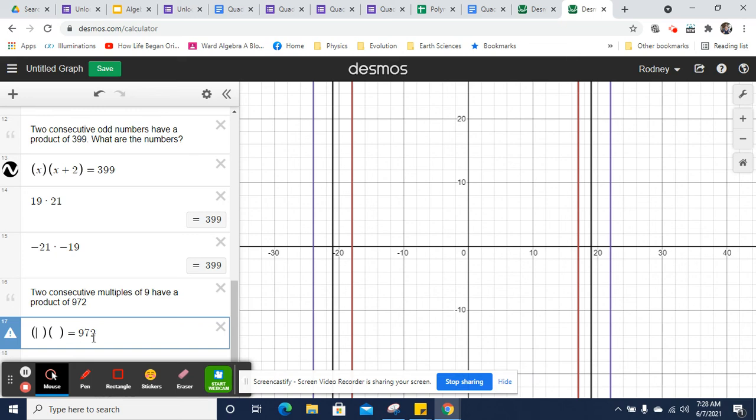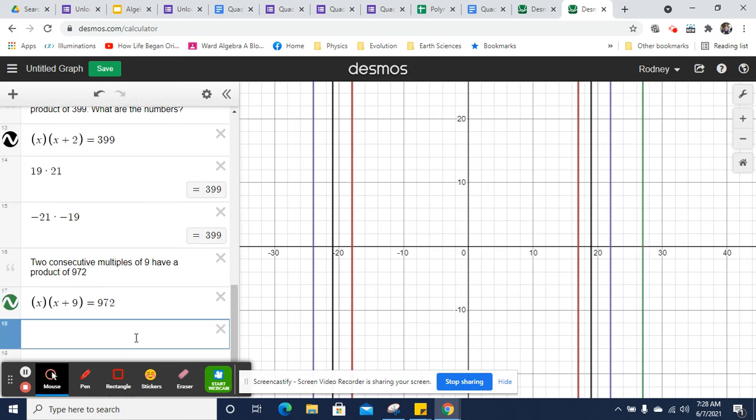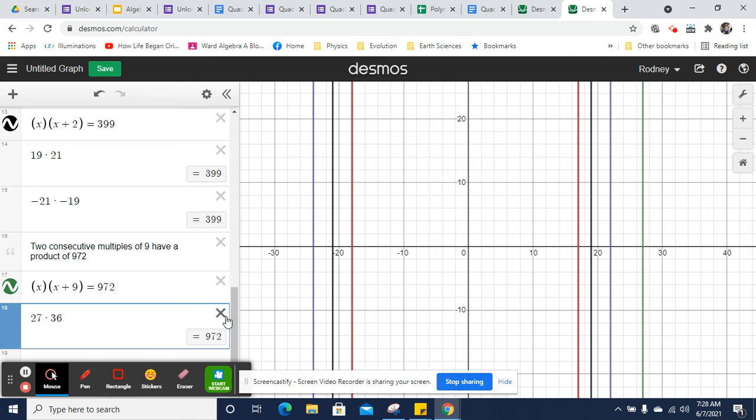How do we express two consecutive multiples of 9? Well, one of them is going to be the first multiple of 9. And the next, if they're multiples of 9 and they're consecutive, the next one will be x plus 9. And that's all there is to that. So I'm going to have 27, and my next one would be 27 plus 9. So 27 times 27 plus 9 is 36, and I get 972.